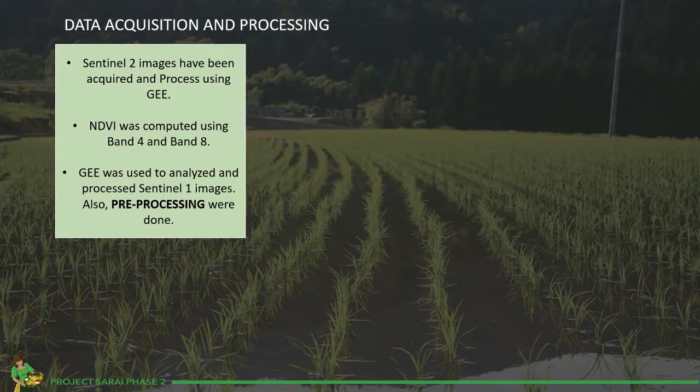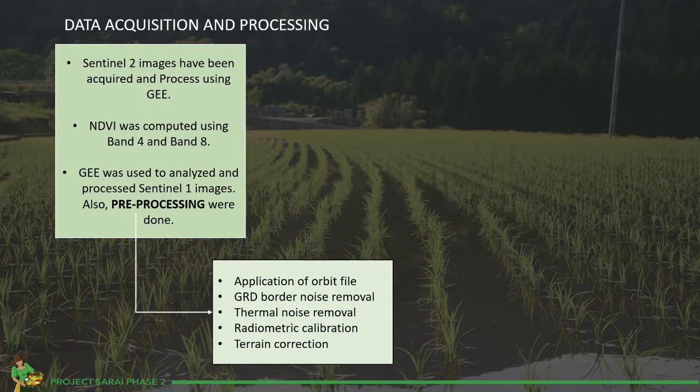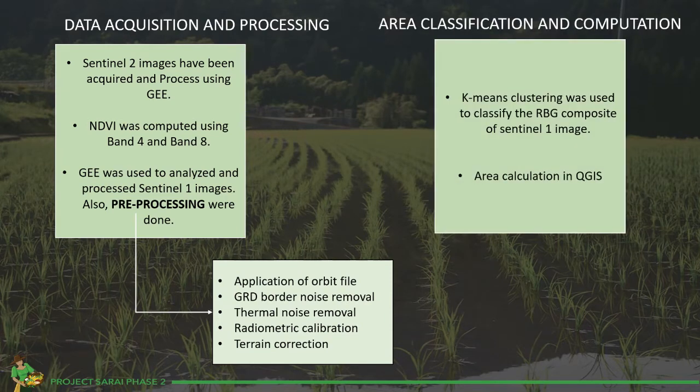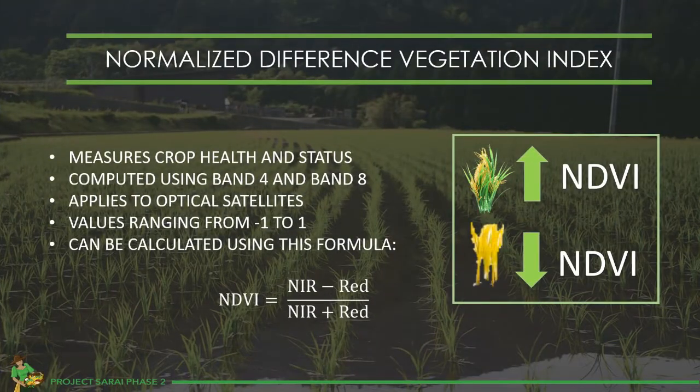Methodology includes data acquisition and pre-processing of satellite data in Google Earth Engine and area computation in QGIS. Available Sentinel-1 and 2 images of the area for dry season planting were acquired. Sentinel-2 images were filtered to less cloudy and exported to QGIS for the computation of normalized difference vegetation index using the band 4, the red band, and the band 8, the NIR. NDVI values were plotted and analyzed to determine the start, peak, and end of season.